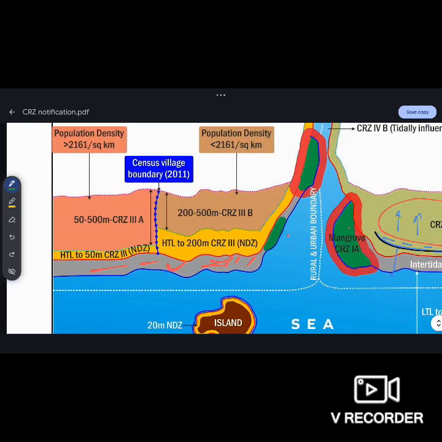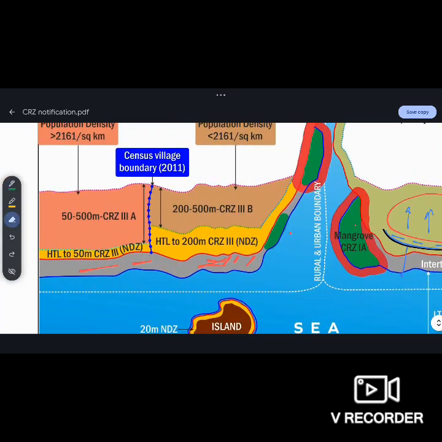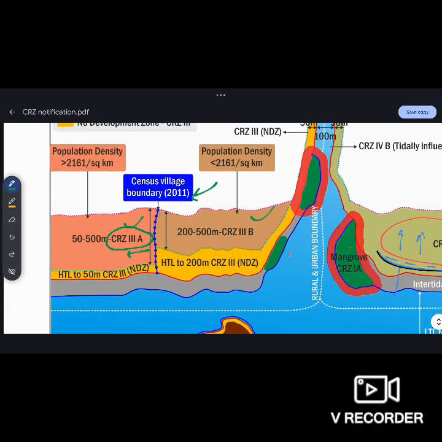So you can see two areas here differentiated on the basis of population density, this area and this area. This blue line is basically the census village boundary line. We will use the census of 2011 for this demarcation. On the left side of this blue line, we have area CRZ 3A. So those rural areas which have population density more than 2161 per square kilometer will be placed in this category. And for this category, a 50-meter no development zone has been demarcated.